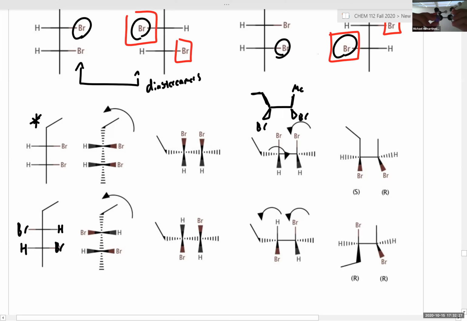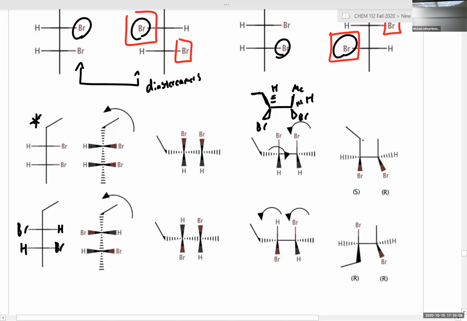Does everyone see that after rotation? So we started off with the following Fischer projection, and all we did was rotate the structure 90 degrees. Does that make sense? We drew what we see, and we ended up with the following depiction of our molecule.